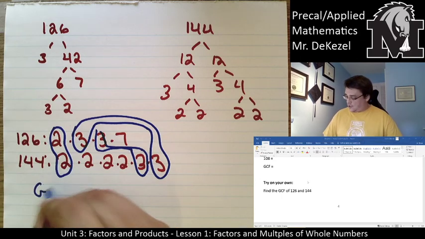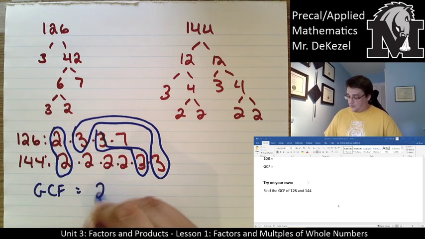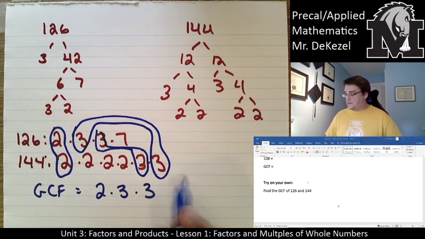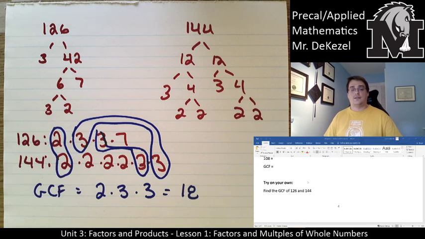So the greatest common factor is equal to 2 times 3 times 3. 3 times 3 is 9 times 2 is 18. So 18 is our greatest common factor. So we can use the prime factorization trees to find out what the greatest common factor is, and we'll talk about a few different ways to use this next time.